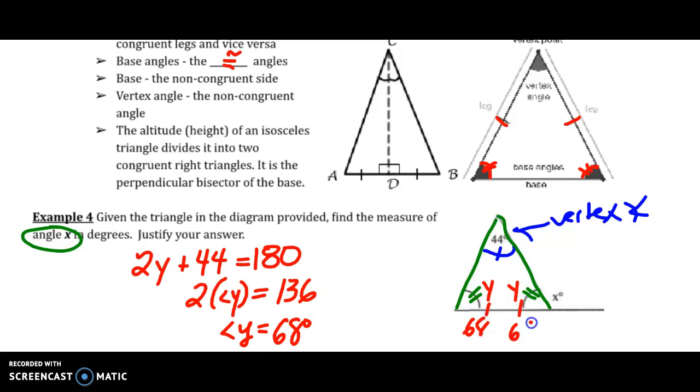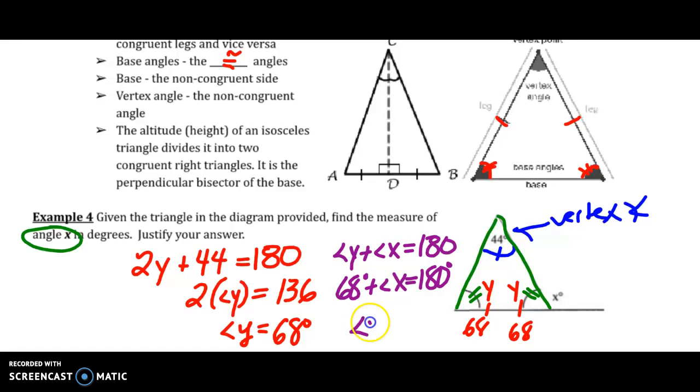They didn't want angle y though. They want angle x. We know that angle x and angle y are a linear pair, or supplementary. So we can solve for angle x in this manner. 68 degrees plus angle x equals 180 degrees. 180 minus 68 is 112. So angle x is 112 degrees.